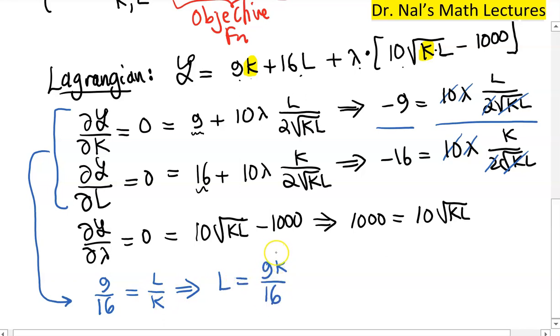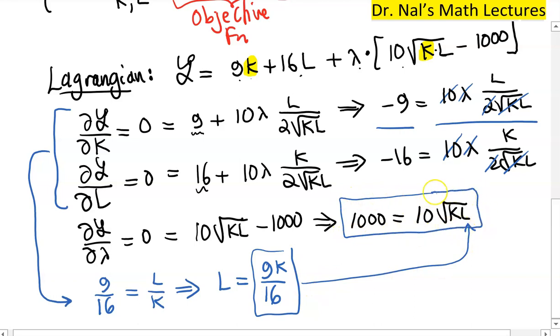Now we can go ahead and substitute this onto the third equation. Remember, we have those three equations and three unknowns, namely K, L, and lambda. Lambda already vanished, so we don't have to worry about lambda. So for equations 1 and 2, when I take the ratio of each other, lambda disappears automatically, and that's always how you solve these equations.